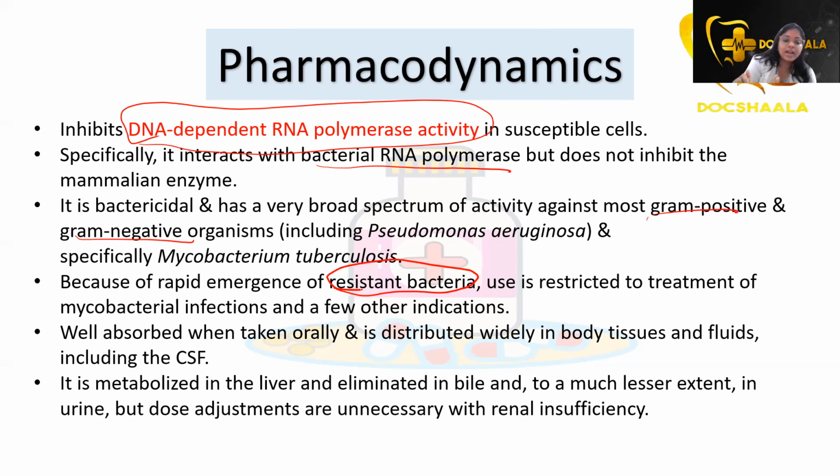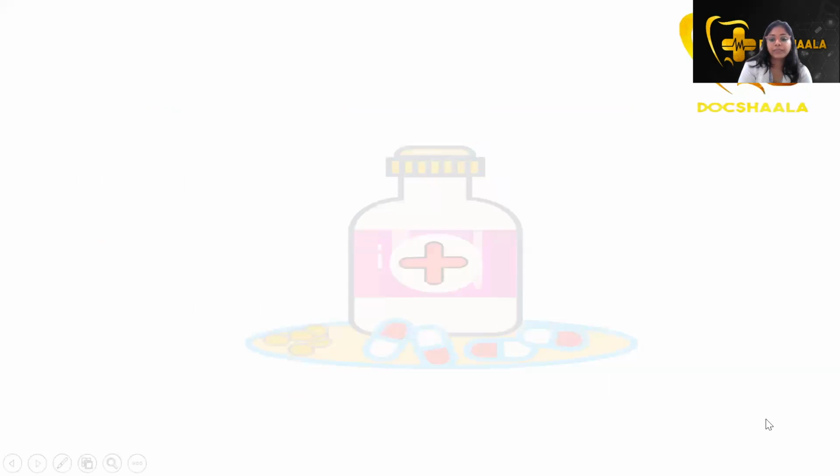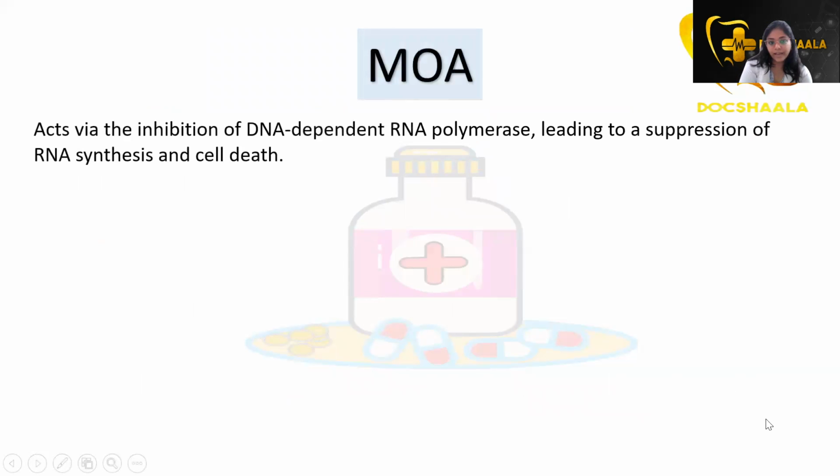Okay, it is well absorbed when taken orally. It is also distributed widely in body tissues and fluids including the cerebrospinal fluid. It is metabolized in the liver and is eliminated in bile, and to a much lesser extent in urine. Then coming to the mechanism of action, as we have discussed, it inhibits DNA dependent RNA polymerase, which leads to the suppression of RNA synthesis, which further leads to cell death.